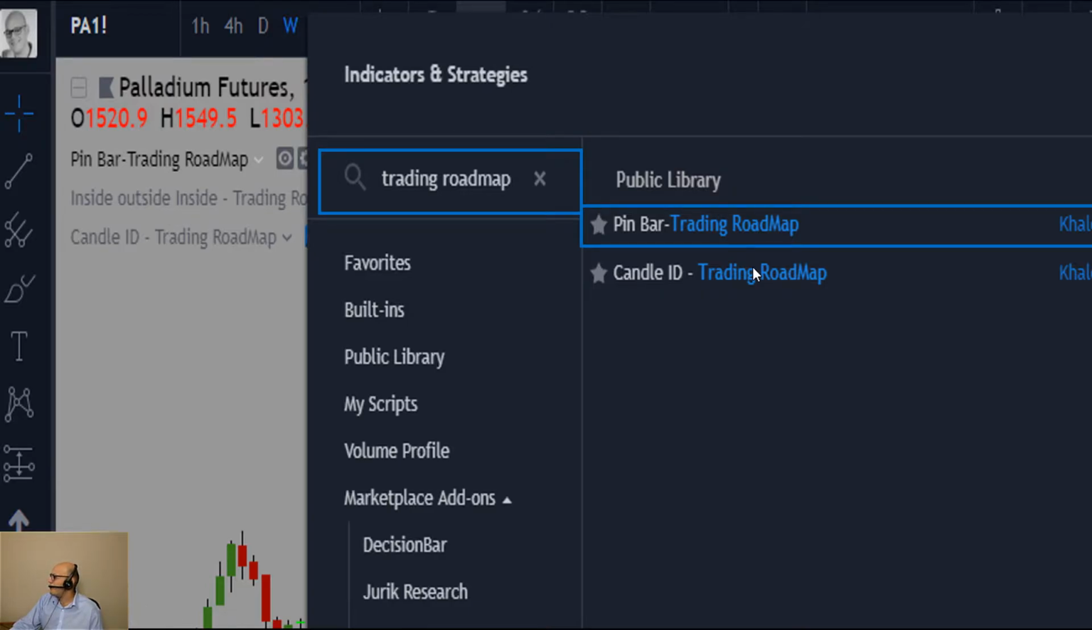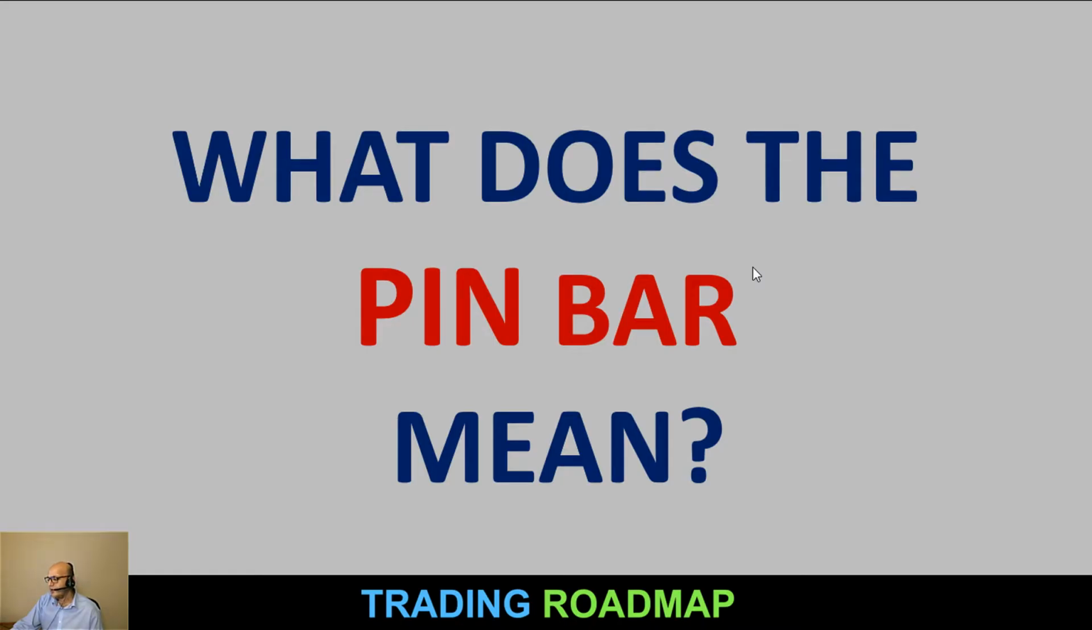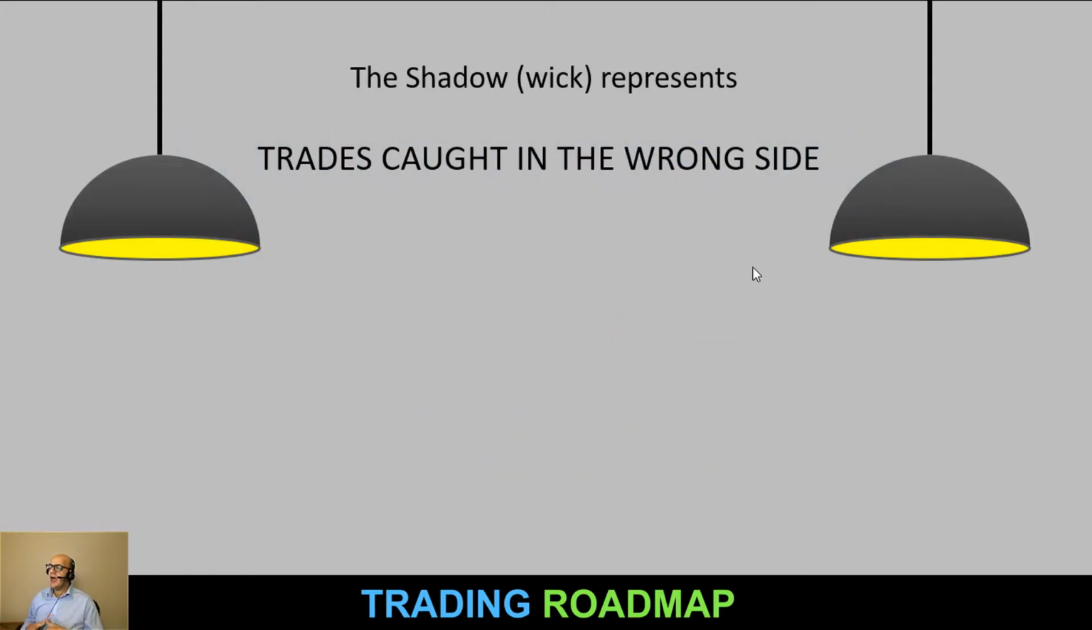So what does the Pinbar mean? It's very important to understand the meaning of the Pinbar. So we defined it, let's understand what the meaning of it is. And let's agree on one thing. The shadow or the wick represents traders caught on the wrong side of the trade. So those traders have been caught on the wrong side. But it basically means 2 things, plus the people who have been trading the wrong side. It means it's either a trend exhaustion or a profit taking.